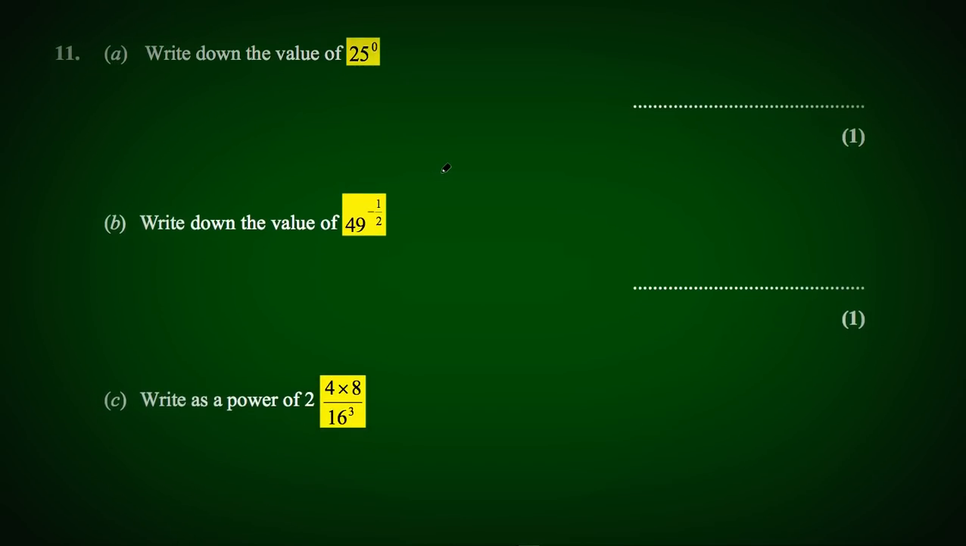Some indices questions here. Question 11. Write down the value of 25 to the power of 0. Anything to the power of 0 is 1. And that's just a rule you have to know. You can think of it as 25 over 25. That's 1. Write down the value of 49 to the power of minus a half.